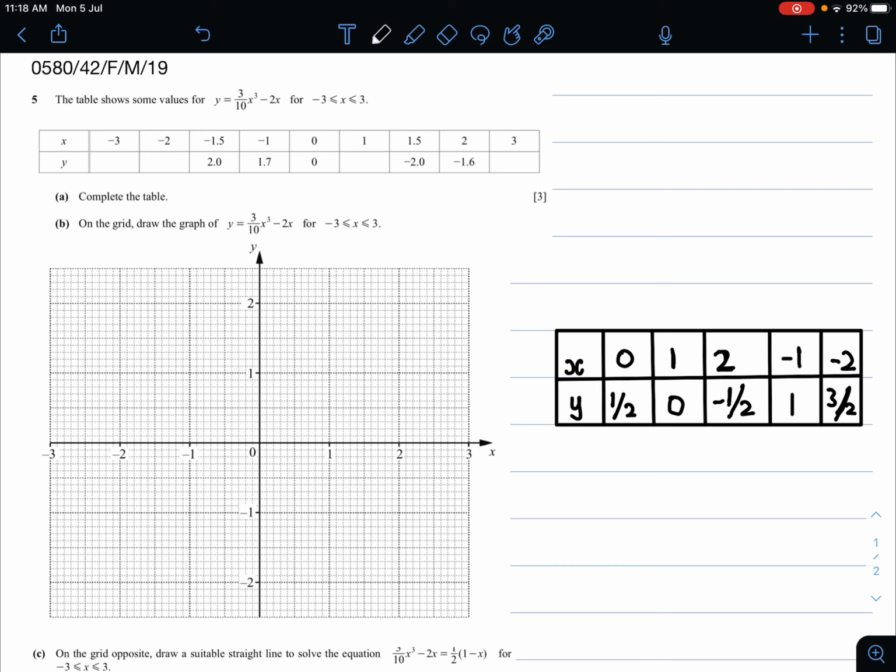So 3 divided by 10 multiplied by minus 3 cubed, which would be minus 27. And minus 3 into minus 2 would give positive 6, so plus 6. You would get an answer of minus 2.1.